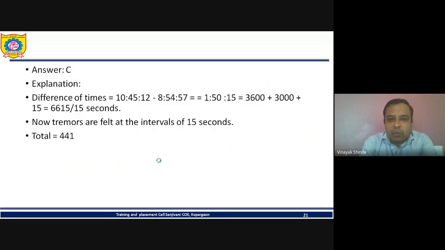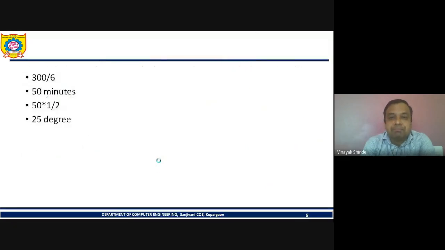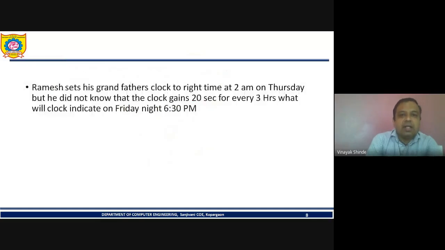Okay, so we'll go for one more problem on gaining and losing. This is the question. Ramesh sets his grandfather's clock to the right time at 2 a.m. on Thursday. But he did not know that the clock gains 20 seconds for every 3 hours. What will the clock indicate on Friday night 6:30 p.m.?